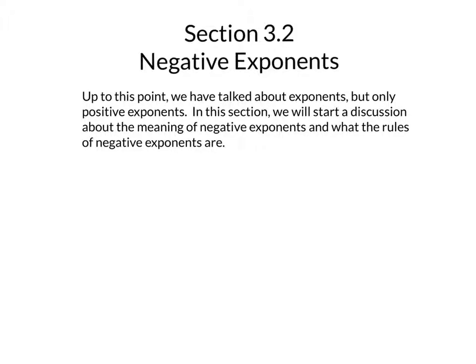Section 3.2, Negative Exponents. Up to this point, we have talked about exponents, but only positive exponents. In this section, we will start a discussion about the meaning of negative exponents and what the rules of negative exponents are. Let's say that you have a number with a positive exponent. For instance, if you have 5 to the third power, 5 to the third power means 5 times 5 times 5, which is equal to 125.